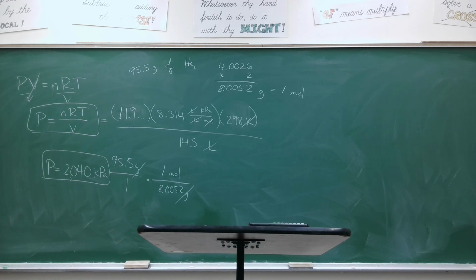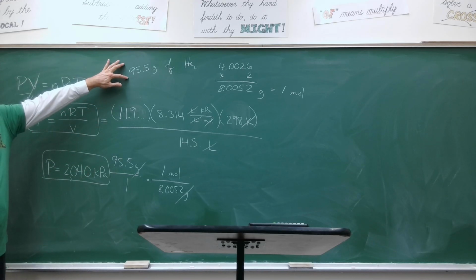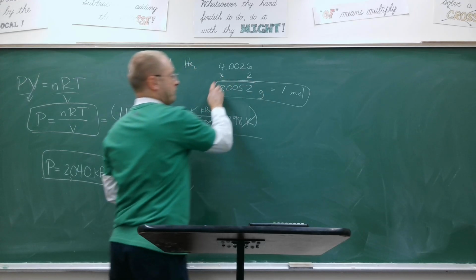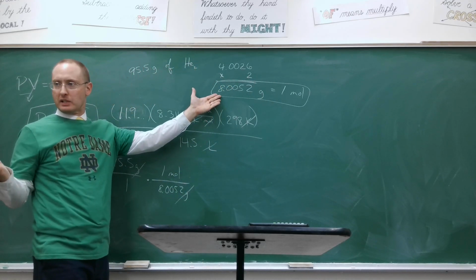Yes, ma'am. So for the number of moles, you can't take the 95.5 what? Well, 95.5 grams we use to tell how many moles we've got. Okay. So first thing we figure out is, well, what is 1 mole of helium? Well, 1 mole is only 8 grams, basically.